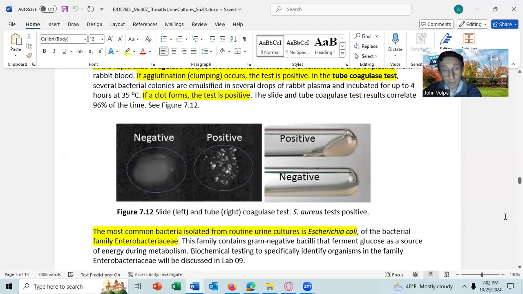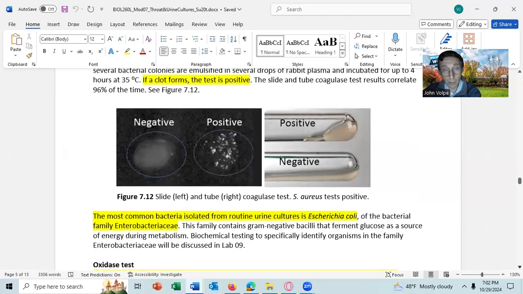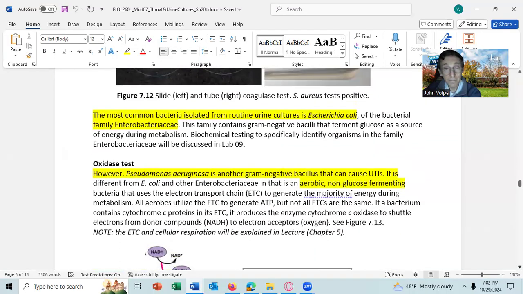The most common bacteria isolated from a urine culture is E. coli of the family Enterobacteriaceae. There will be other members of the family Enterobacteriaceae, which can also cause a urinary tract infection. And you can get Pseudomonas aeruginosa from the Pseudomonaceae family, which can also cause a urinary tract infection. The Pseudomonaceae family is another gram-negative bacillus causing UTIs.